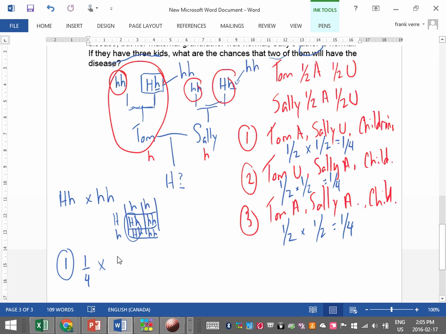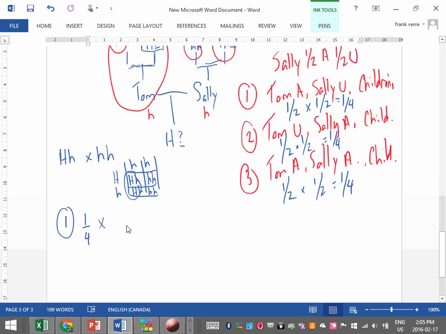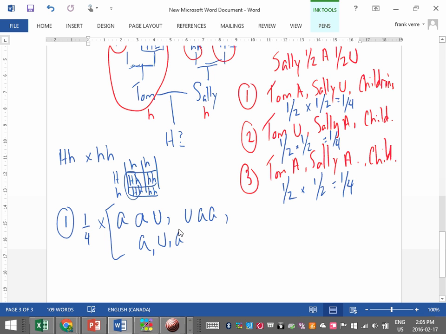So let's think about the sequences now for the kids. Okay? What are the possibilities? Well, we talked about child 1 could be affected, child 2 could be affected, child 3 could be normal, or what? What's another possibility? Child 1 is unaffected, the other 2 are affected, or affected, unaffected, affected.